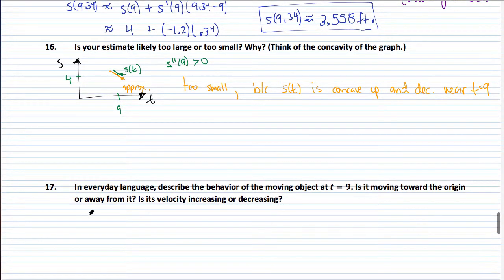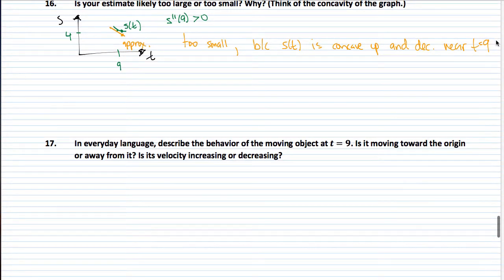Finally, 17 asks us to describe the behavior of the moving object at t equals 9 seconds. Is it moving toward the origin or away from the origin? So let's rehash everything that we have. So we have s of 9, so the position is 4 feet. The velocity at 9, or the derivative of position with respect to time, is negative 1.2 feet per second.